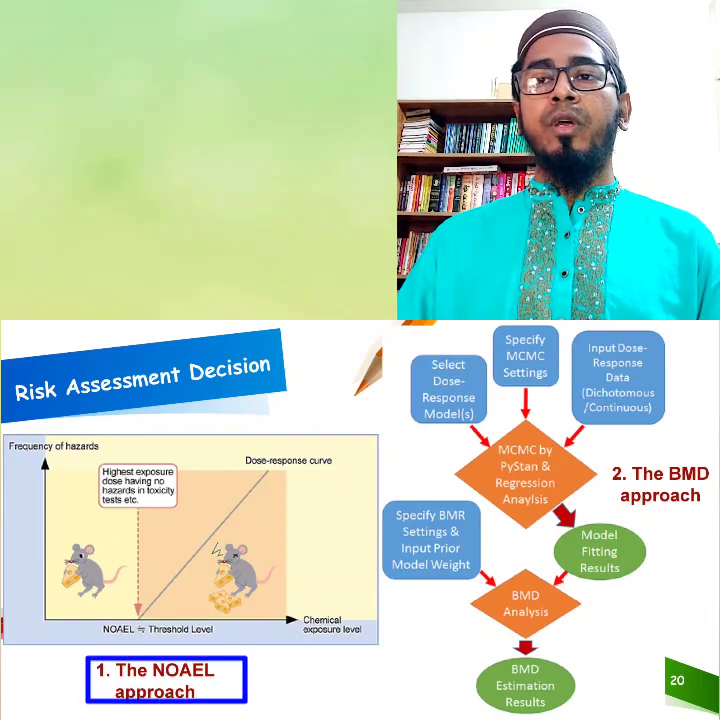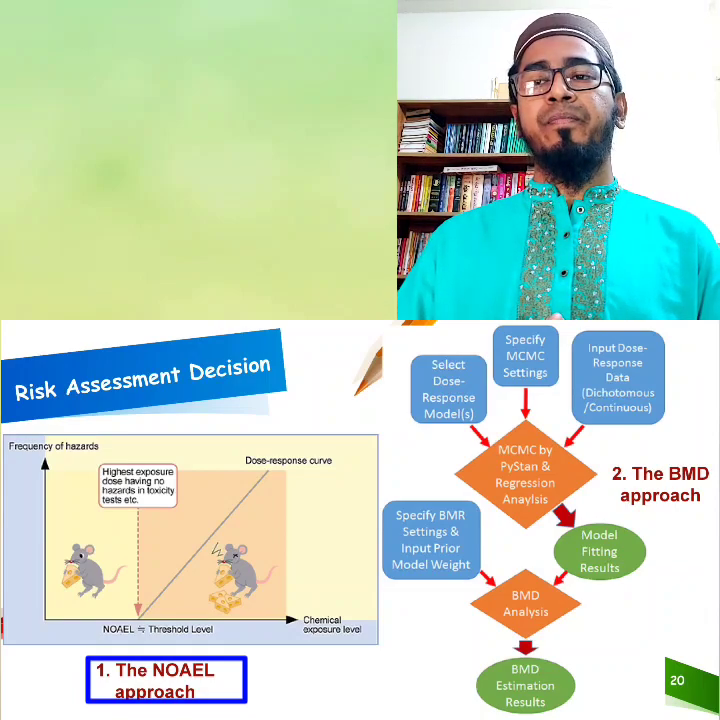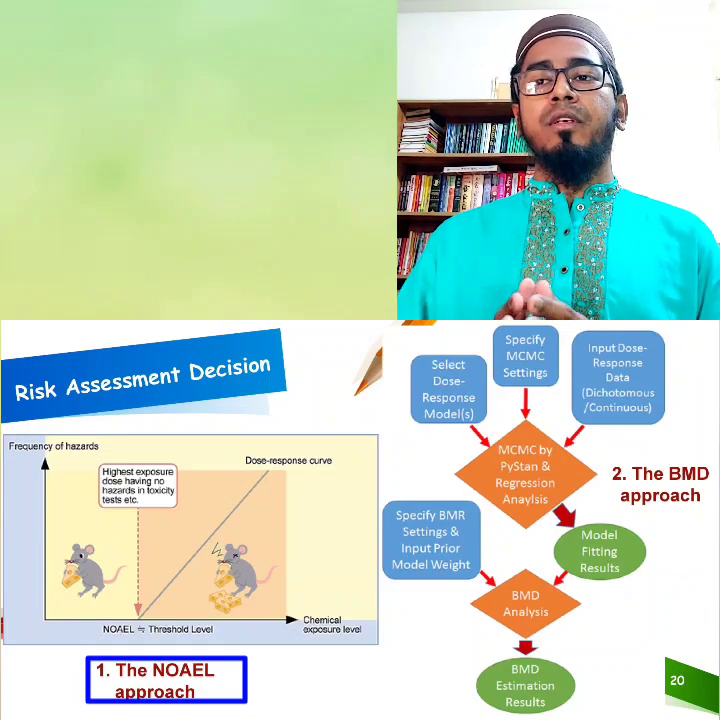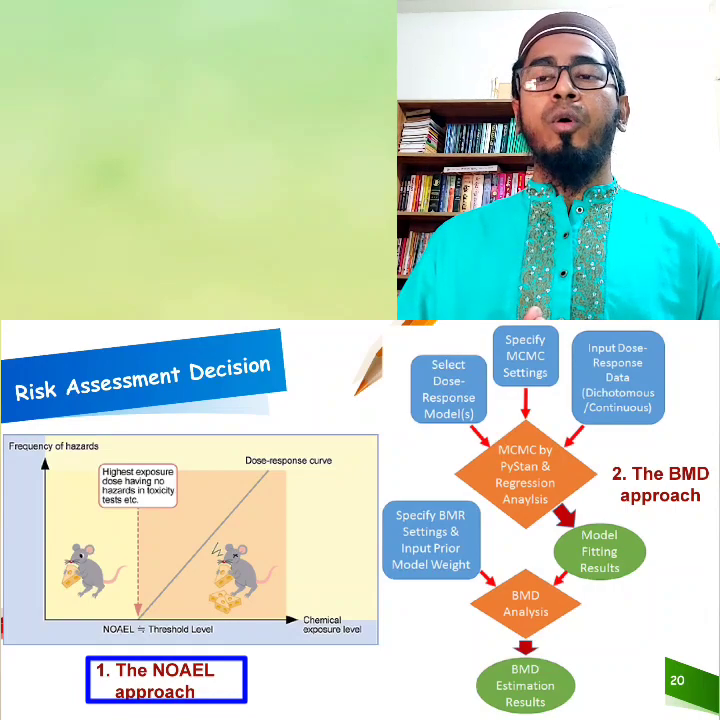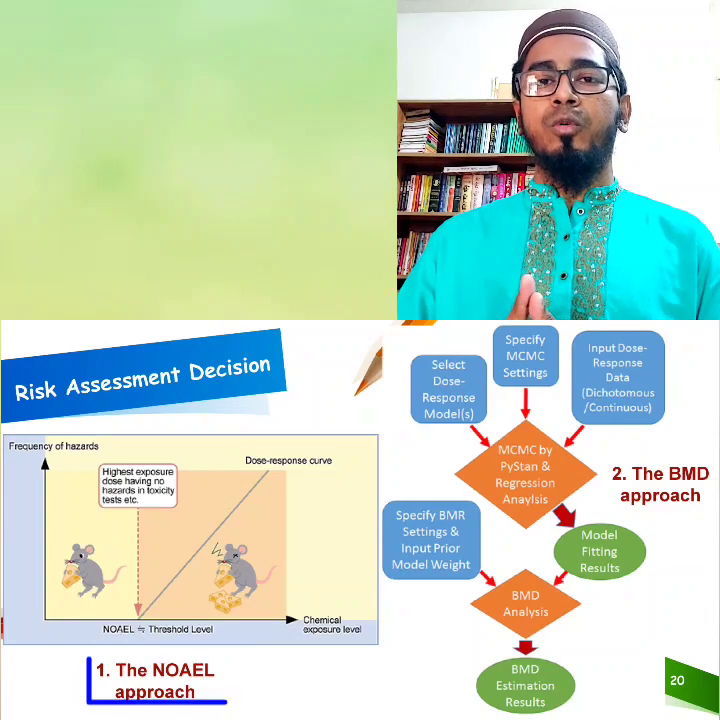First one is the NOAEL approach. NOAEL means no observed adverse effect level. This approach is used when there is only one dose group and a control group, or when there is no adverse effect.